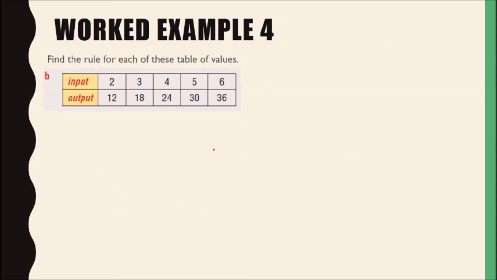Okay. So the next one is find the rule for each. So we know that it's output equals something to do with input. We just don't know what. All right. So with my output, when the output is 12, what am I doing to my input to get to that? What am I doing to these numbers to get to that? And I can see that it's a multiply by 6. So we could say output equals input times 6.